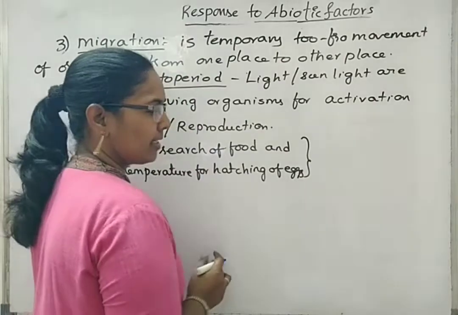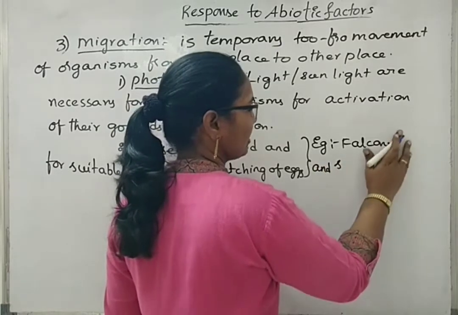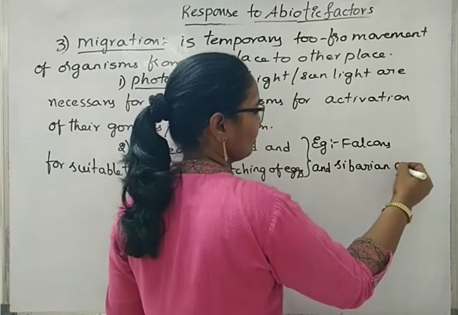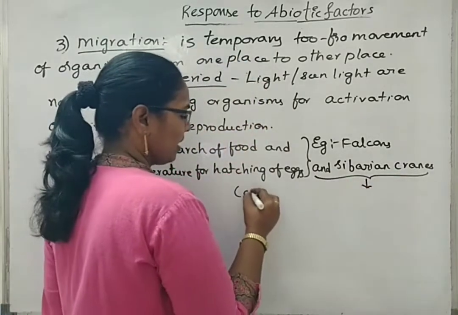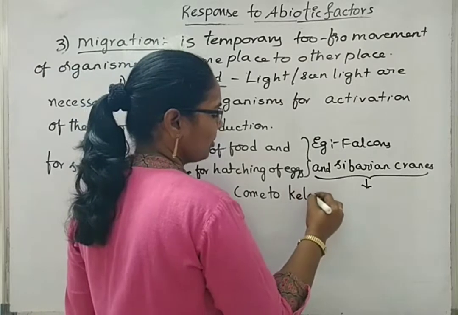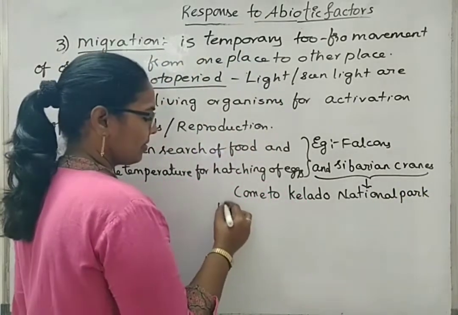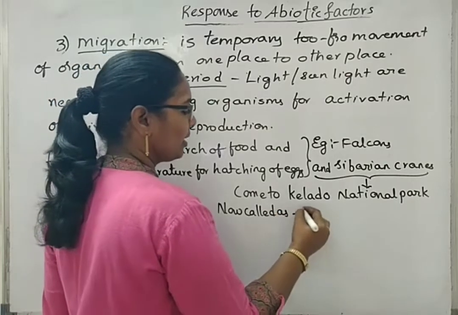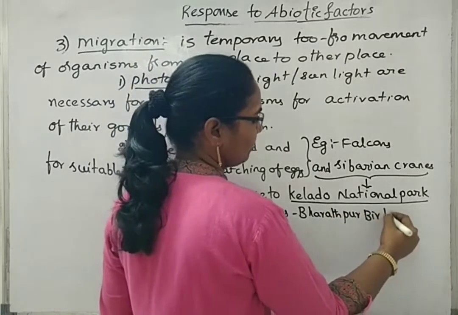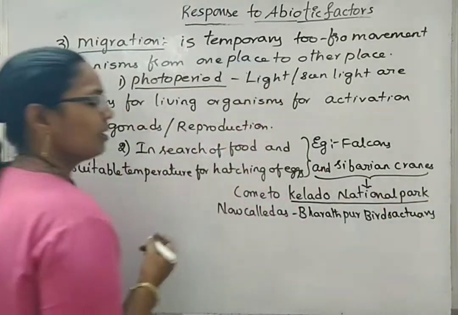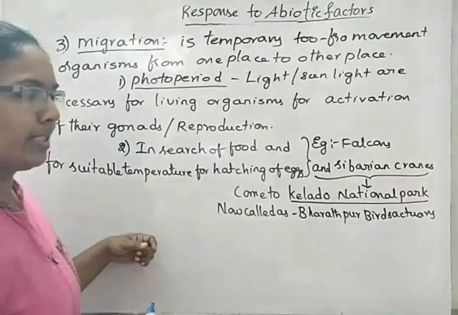This type of response is shown by falcons and Siberian cranes, which migrate to one special area in Rajasthan. They come to Keoladeo National Park, which is now called Bharatpur Bird Sanctuary, for laying of eggs. When the chicks have become adults, they again move from here to their native places.